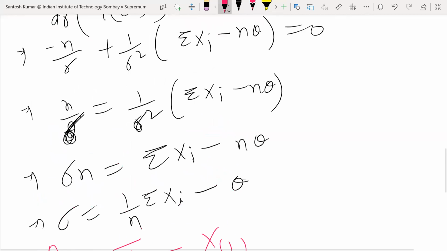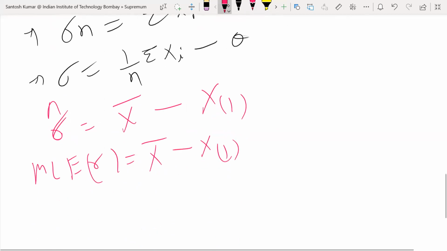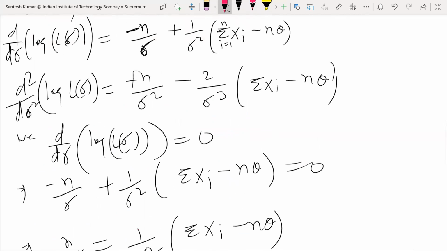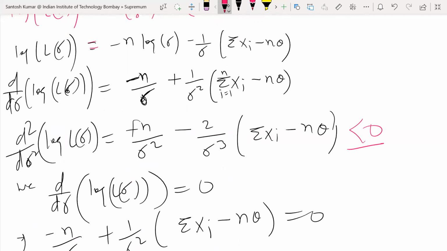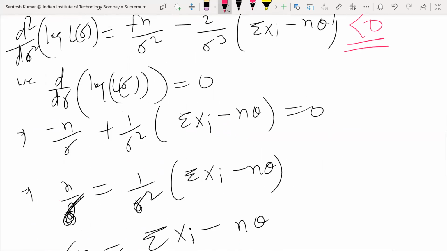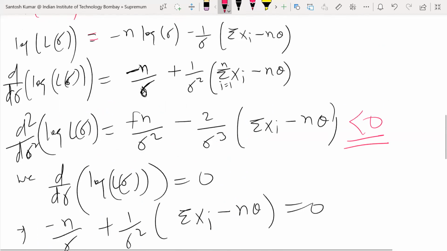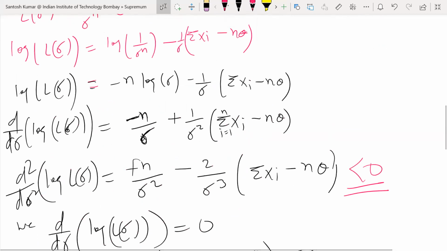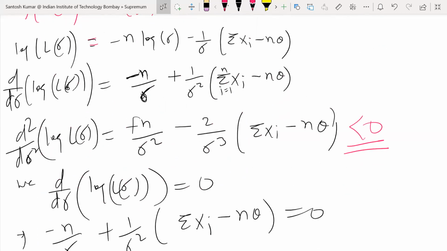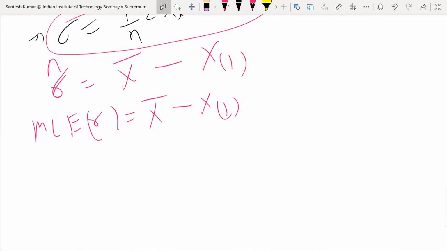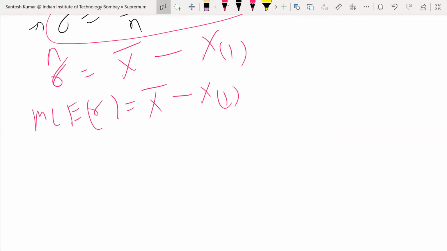Okay, what is the use of the second derivative? If we put sigma equal to this in the second derivative, we'll get it as negative. Because we need a maximum, for the function to be maximum the second derivative will be negative. So the likelihood function of sigma is maximum when sigma is x bar minus x1. This is the MLE of sigma.